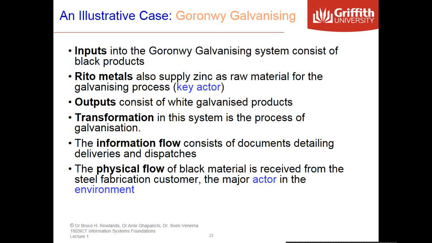The outputs consist of these galvanized products. They've had a coating put on them, so they're different from when they started. The transformation in this system is the process of galvanization. The information flow consists of documents detailing deliveries and dispatches, and the physical flow of material comes from someone, gets processed, goes out to someone slightly different.